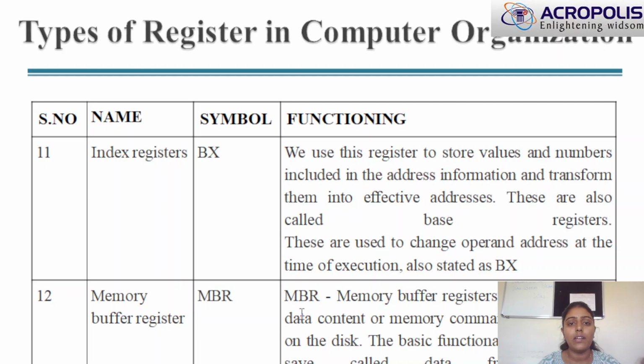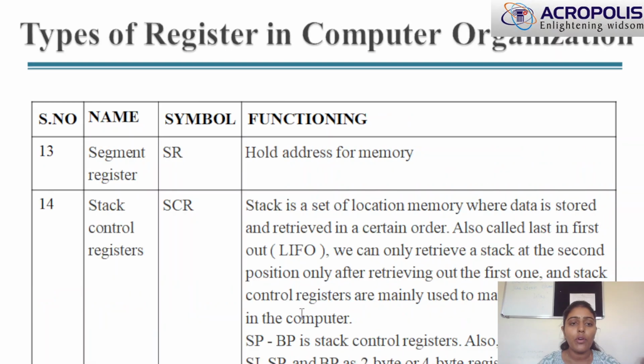The next register is the index register, which is denoted by BX. We use this register to store values and numbers included in the address information and transform them into an effective address. The next one is the memory buffer register, which is indicated by MBR. The MBR is also used to store data content or memory commands used to write to the disk. Its basic functionality is to save and recall the data from memory. MBR is very similar to MDR.